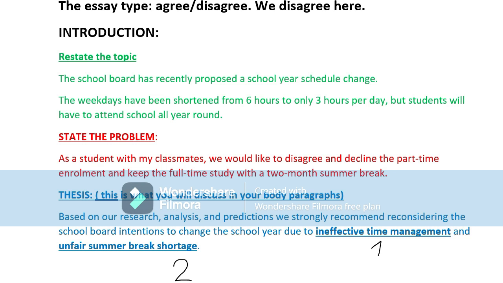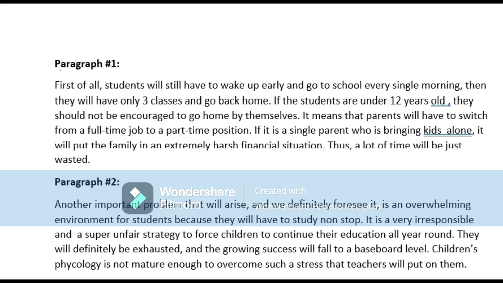So basically, ineffective time management should be included in the main topic sentence or statement that will come first in the first body paragraph. And number 2, unfair summer break shortage, that's what you will have in your second paragraph topic sentence, main statement, that will appear first in the second body paragraph. Now it's time to talk about paragraph 1 and paragraph 2. So in paragraph 1, I have to start it with a sort of expression that will state my first point of view and second point of view and the third point of view if I have any of those.